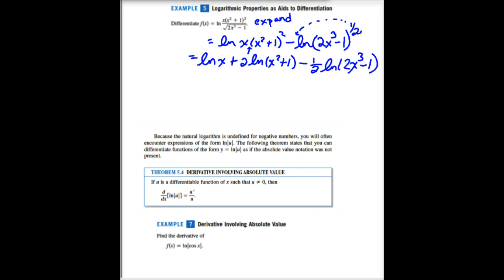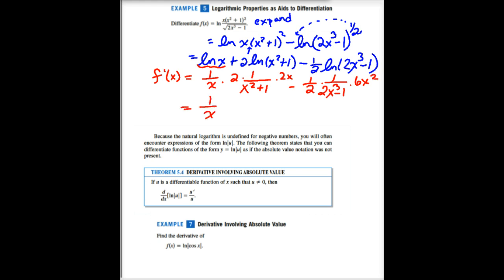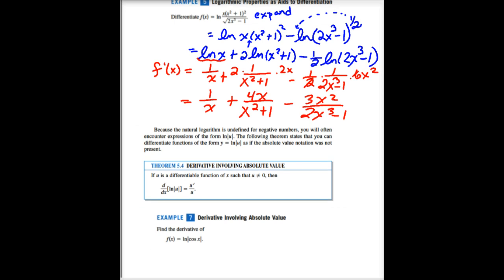So I'm using my properties of natural log expansion, and now once I've got it all expanded, I'm ready to take f prime. The derivative with respect to x of ln x is 1 over x, plus 2 times 1 over u du dx, or u prime over u, minus 1/2 times 1 over u times du dx. And when I clean that all up nicely, I get 1 over x, plus 4x over x squared plus 1, minus, these will cancel, 3x squared over 2x cubed minus 1. And you wouldn't be required to get a common denominator with that, because that would be cruel and unusual punishment.